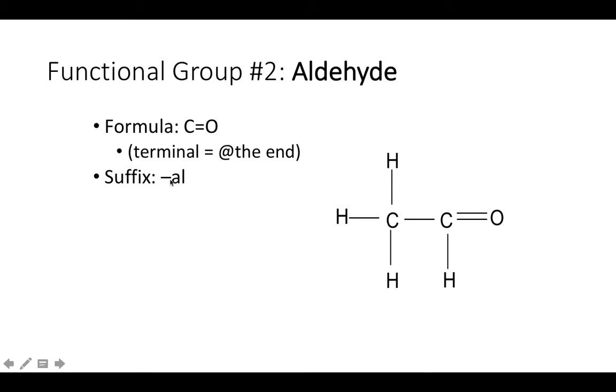And that changes the suffix from "-ane" or "-yne" or "-ene", okay, to "-al". Okay, and so a carbon double bonded to an oxygen is called an aldehyde, and the suffix becomes "-al".